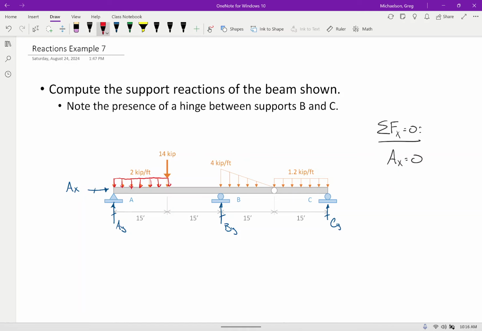All right, so we have 2 kips per foot acting over a distance of 15 feet. So I'm going to collapse that into a single point load of 30 kips. And from the left support, what is that distance? There we go. Don't forget we also have this concentrated load right there of 14 kips.